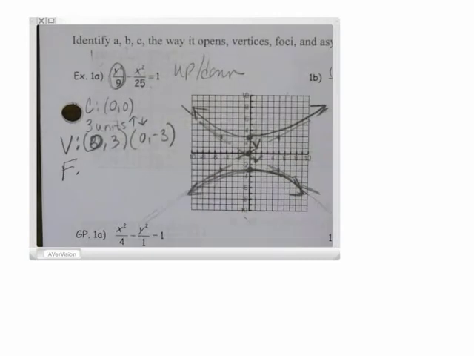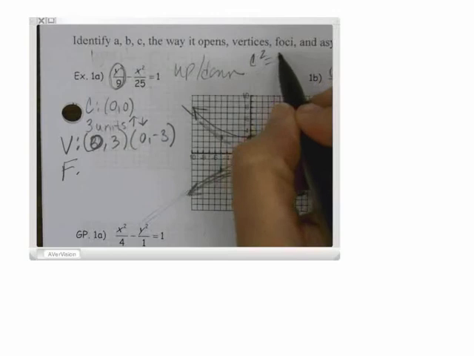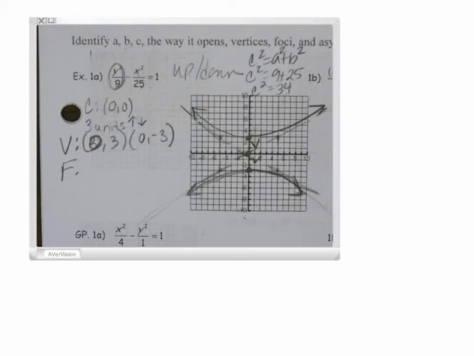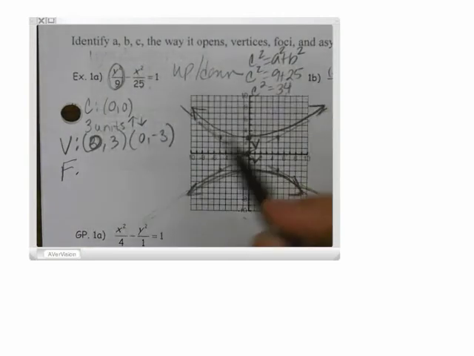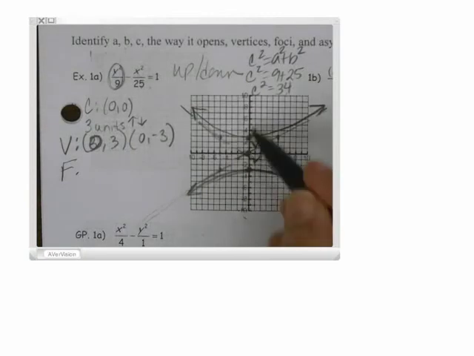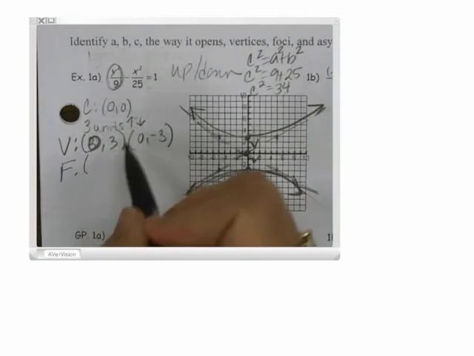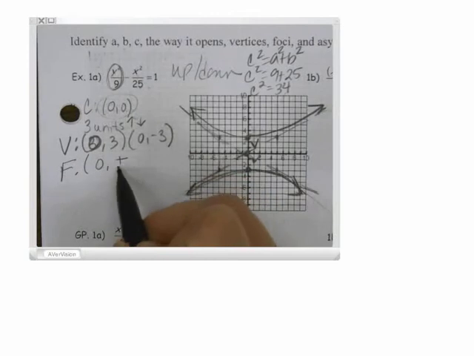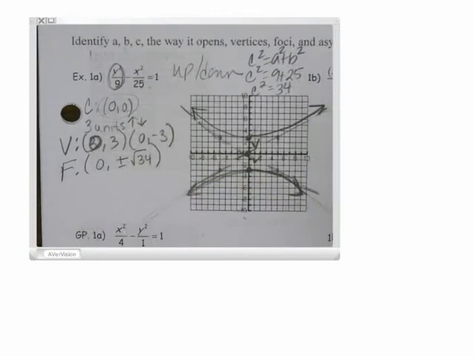We have a new formula for c squared. It's now a squared plus b squared. So that would be 9 plus 25, which is 34. So c is the square root of 34, which doesn't simplify, it's just some decimal. They're always in the same direction as your vertices, so up and down. So take our center, travel up and down from 0 by square root of 34, and you get the points for your foci.